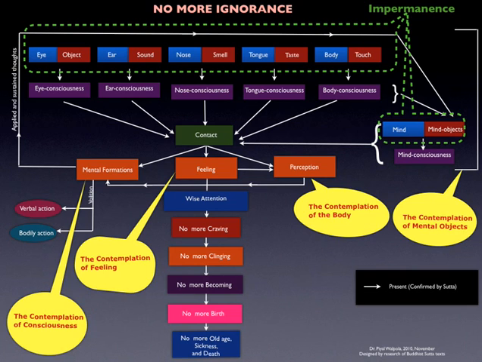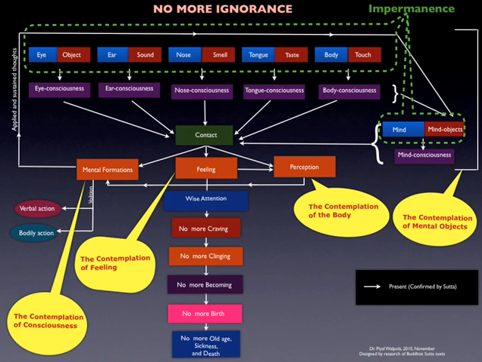So the first one is contemplation of the body, kayanupassana, at the level of perception. The second one is contemplation of feeling, at the level of feeling there in this orange box. The third one is the contemplation of consciousness at the level of mental formations. The fourth one, the contemplation of mental objects. This is basically the insight part. So these are like four gates we need to be mindful.